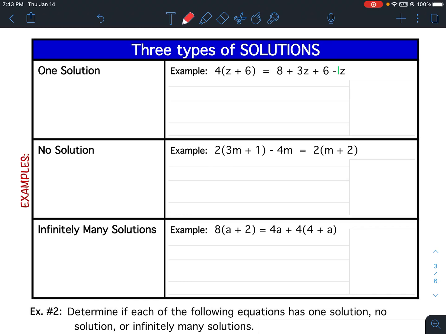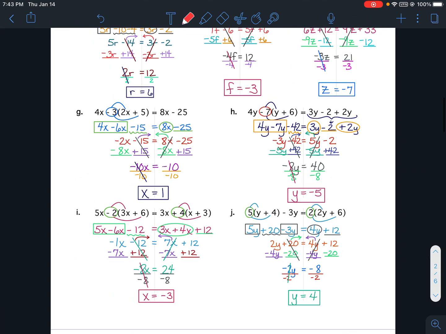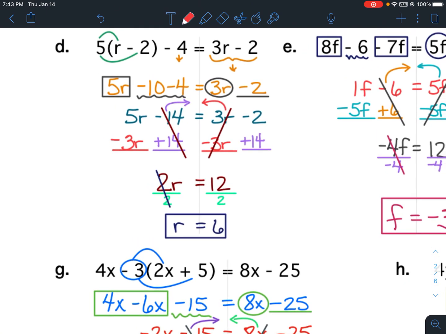Solving Multi-Step Equations, Lesson 8 Notes. Now we're going to talk about 3 types of solutions. There's going to be a one solution, no solution, or infinitely many solutions. All the problems that we have done earlier in the notes are all one solution problems. The one solution to problem D here is 6.